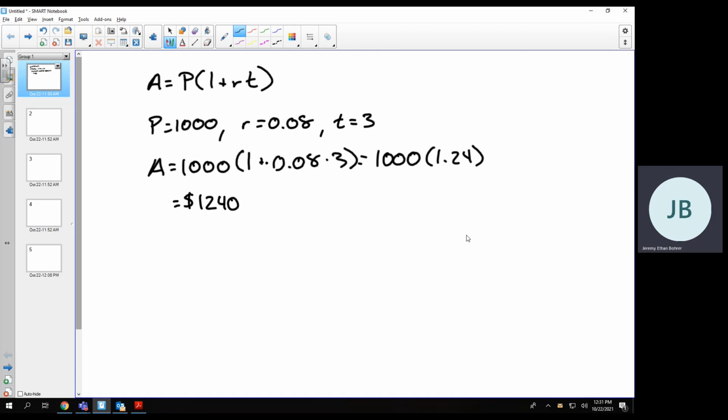If we want to find the interest earned in that period, there are two ways of going about that. We can use the formula I equals PRT, which is just 1,000 times 0.24, or 0.08 times 3, and that's $240. Or we could just subtract her initial amount from our accumulated amount to get $240. Either way will work.